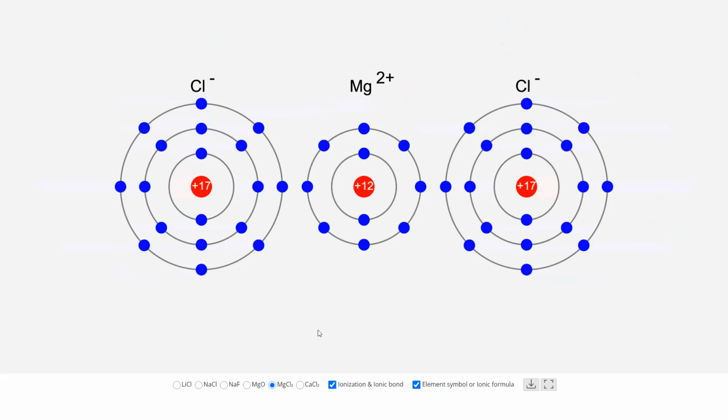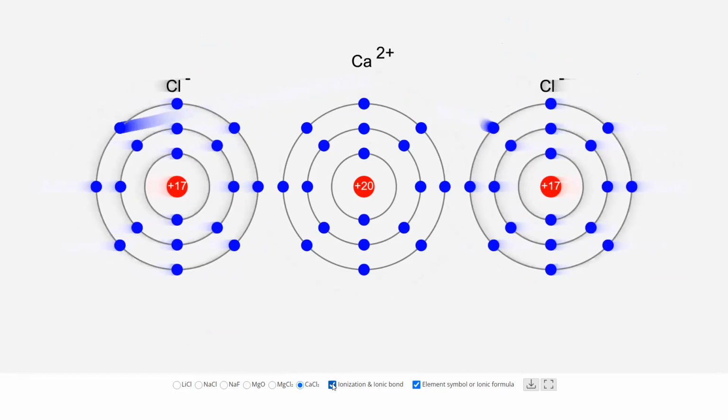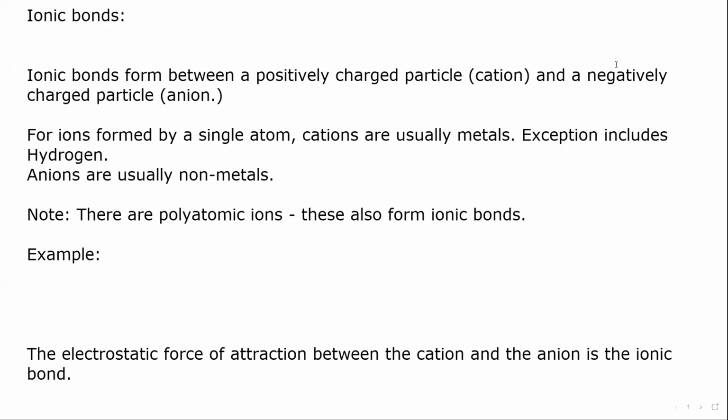Let's take a look at calcium chloride. Same sort of idea, just you've got something with a bigger shell in the middle this time. 1 electron each, you form an ionic bond. That is your ionic bond. We'll now just expand a little bit more on what we said with regards to ionic bonds and what forms between them.